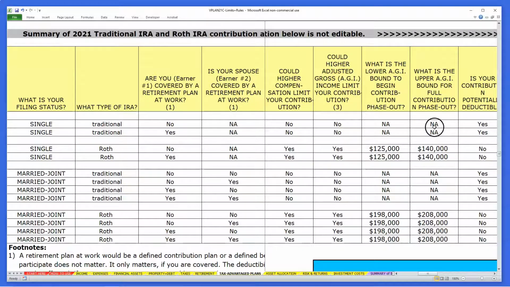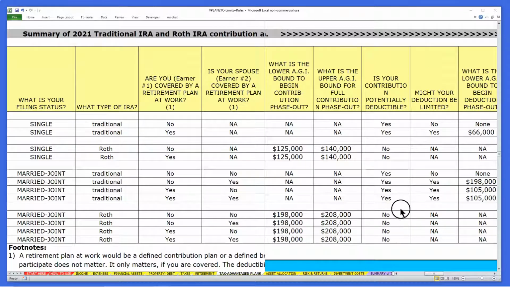Now, obviously, you can still make a contribution to a traditional IRA, and in a minute, we'll get into some of the tactics you can use. Now, related to married people, the phase out begins at $198,000 and is completely phased out at $208,000. So if your adjusted gross income as married people is above $208,000, you cannot make contributions into a Roth IRA.